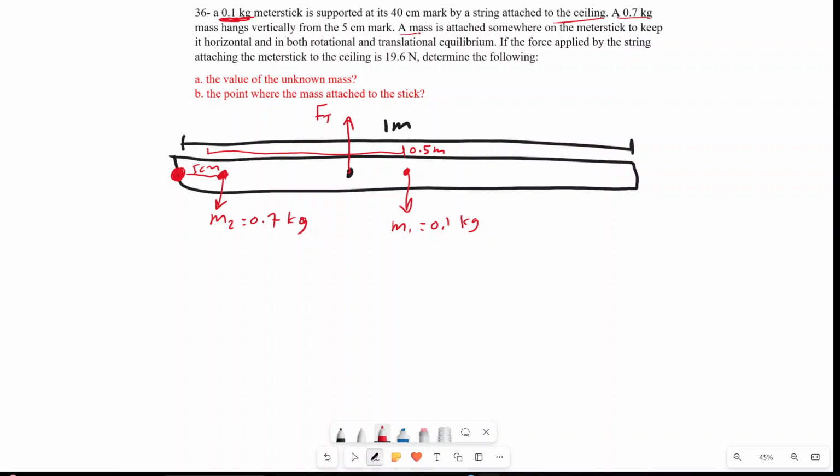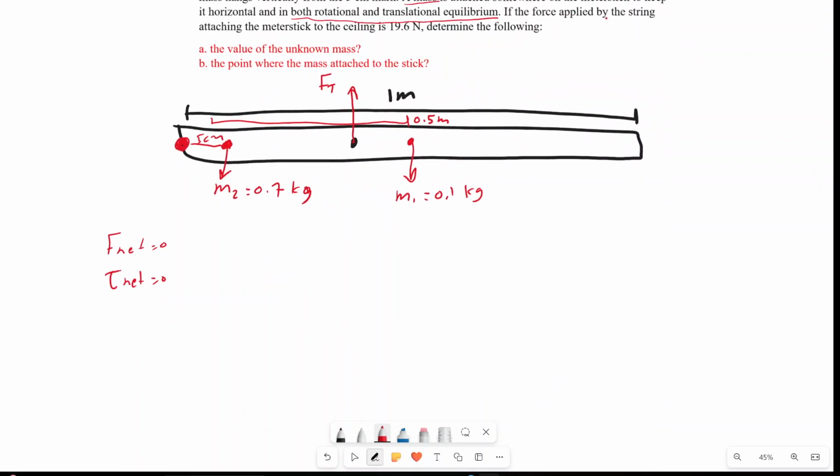Okay, another mass is attached somewhere. It's somewhere on the board, another mass. So that means there's an M3, okay? It keeps the board both in rotational and translational equilibrium. It basically means you have F net equals 0, that's translational equilibrium, and torque net also equals 0, that's rotational equilibrium. If the force applied by the string attached to the meter stick is this much, so Ft is given. This Ft that you see here, that was given, that's 19.6 Newton.